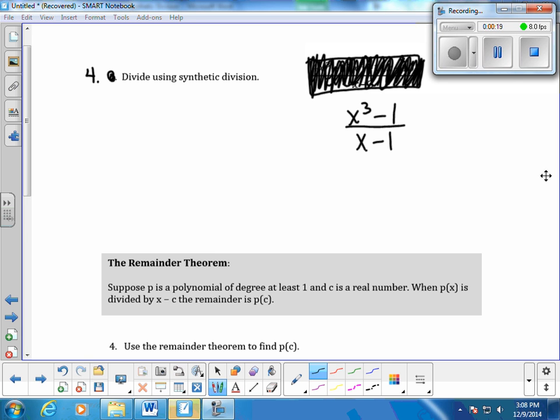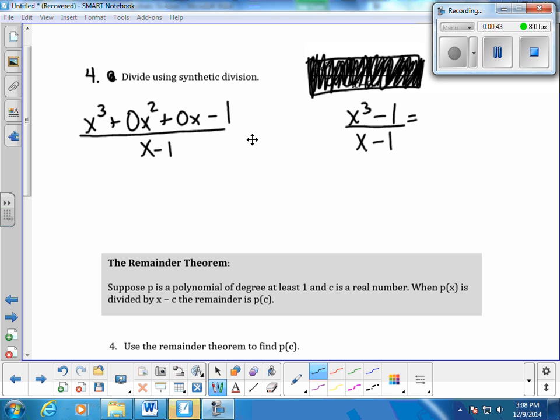If I was to write this top one out, it's really the same thing as x cubed plus 0x squared plus 0x minus 1 over x minus 1. Okay, so if it has a term missing, you have to use 0 as a placeholder. And if you make mistakes in synthetic division, that's probably where your mistake is made.